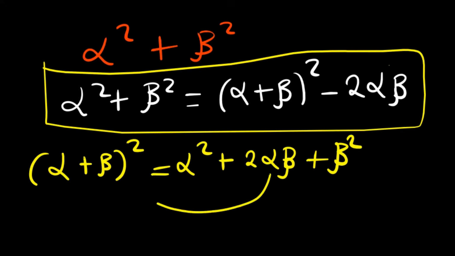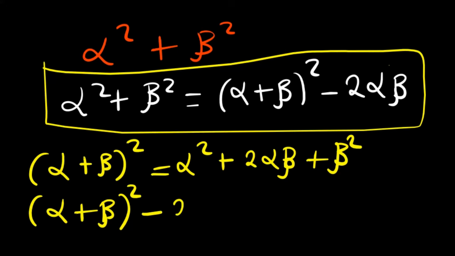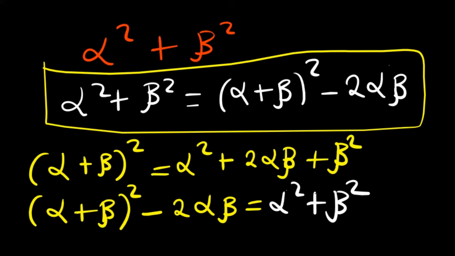Now if I take this on the other side, see what it's going to give us. I'm going to have alpha plus beta, the square is outside, minus 2 alpha beta. This is equal to, what are we going to remain with? We're going to remain with alpha squared plus beta squared. So we're able to see that this equation on top is equal to this same equation. That's why we're saying you can use that to solve. Okay, it will be very easy.